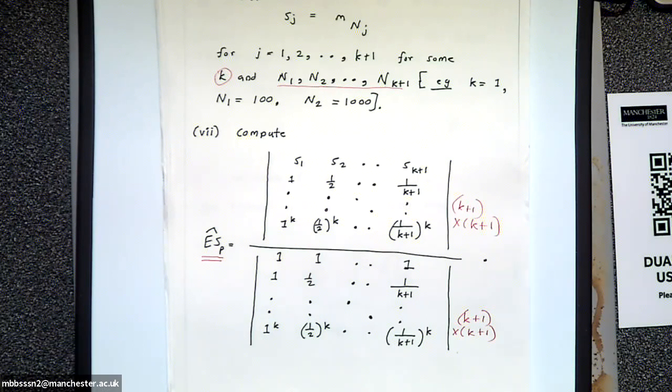Is that clearer now or no? If it's not clear, let me know, guys. I'll try to explain further. So that's the last of the non-parametric methods for computing expected shortfall. The next one is the semi-parametric estimation methods for expected shortfall.